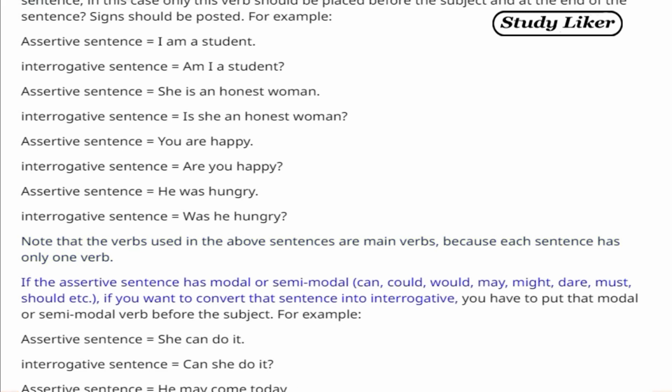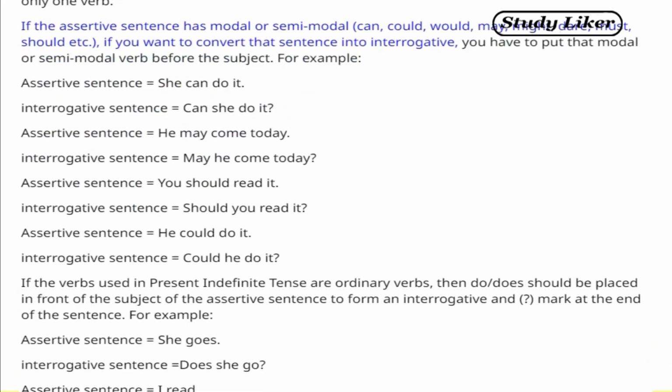If the assertive sentence has a modal or semi-modal such as can, could, would, may, might, dare, must, should, etc., and you want to convert that sentence into interrogative, you have to put that modal or semi-modal verb before the subject. For example, assertive sentence: She can do it. Interrogative sentence: Can she do it?